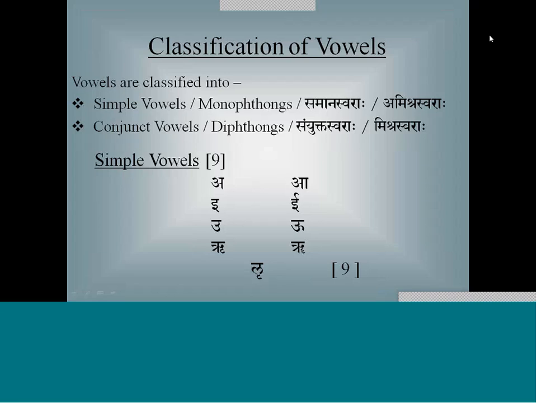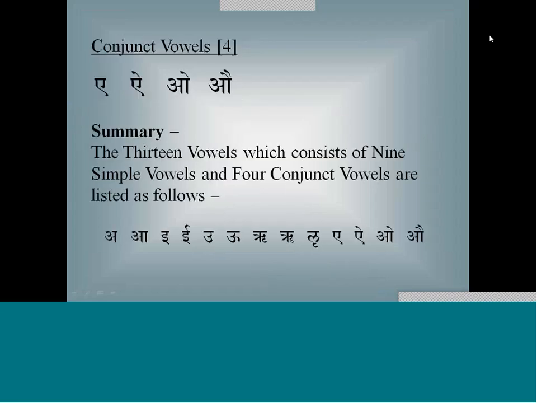So you have practiced, and now we will move on to the next division, which is conjunct vowels, otherwise called diphthongs. In Samskrtam it is called Sanyukta Swaraha or Mishra Swaraha. Now we will see what it is. There are 13 vowels, 13 plus 2; that plus 2 you need not count. Among the 13 vowels, 9 are simple vowels, and therefore the remaining 4 will be conjunct vowels. What are they? You can see on the screen.